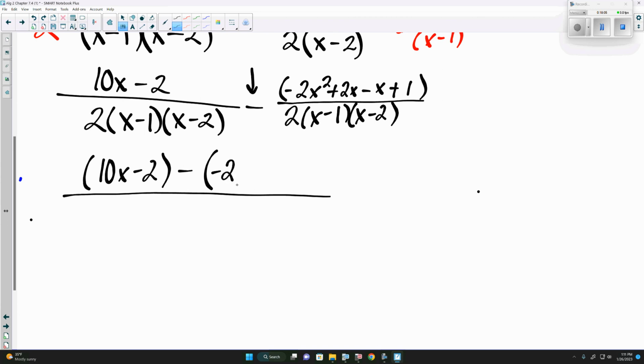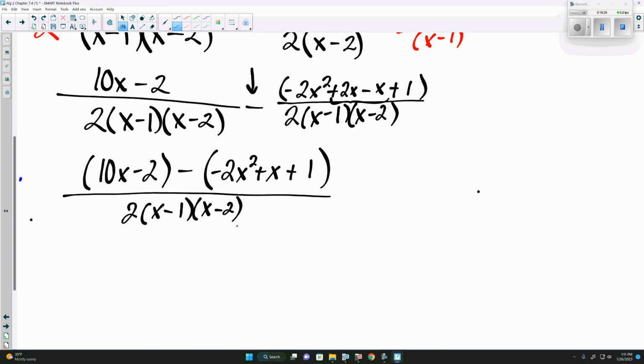Now we can combine like terms, negative 2x squared, 2x minus x is plus x plus 1 over 2 times x minus 1 times x minus 2. I think we feel comfortable doing that, yes?